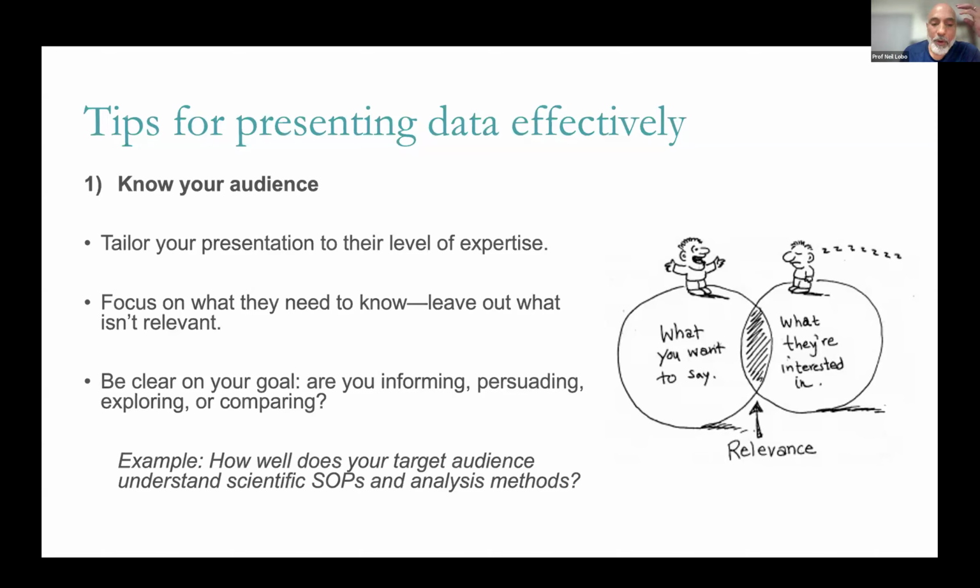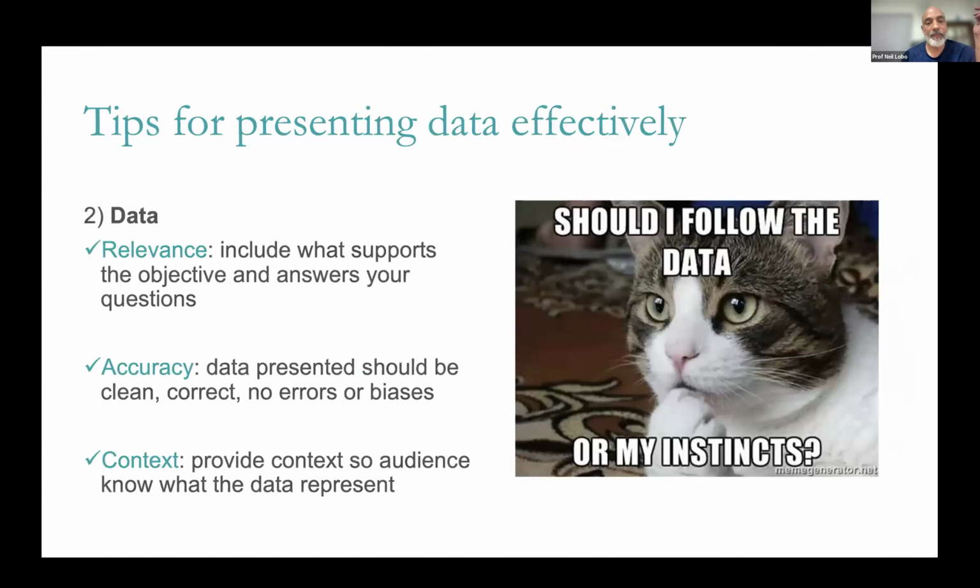For example, if your target audience, do they understand scientific SOPs or analysis methods? If they don't, absolutely do not present a detailed SOP or a detailed analysis unless they ask for it. Don't do it. Then the data, right? Your data has to be relevant, it has to be accurate, and it has to be provided in context, right? As I just mentioned, the first step is to only present the data that supports your objective and answers your question. Present only that data.